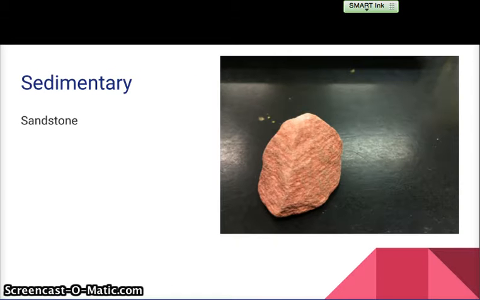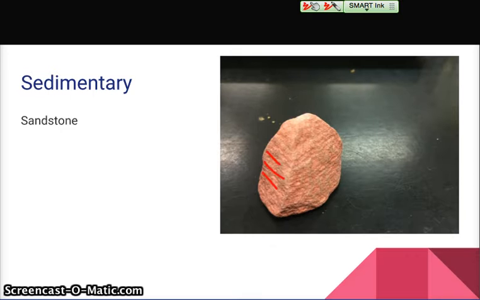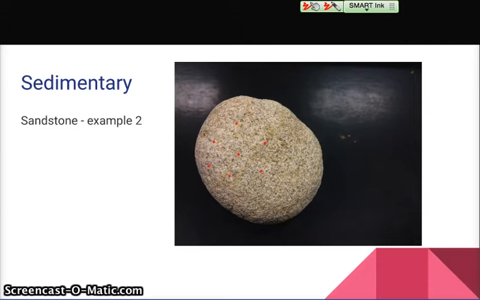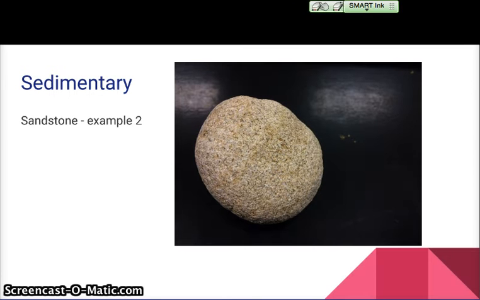So make sure you have your images in there. Here are a couple images of different rocks. This is a piece of sandstone. You can see the layers of how the sand came down and was compressed together. We also have another image of sandstone. This is a different example. You can't necessarily see the lines, but throughout this whole thing, there are grains of sand that have been cemented together over time. So those are both examples of sedimentary rocks.